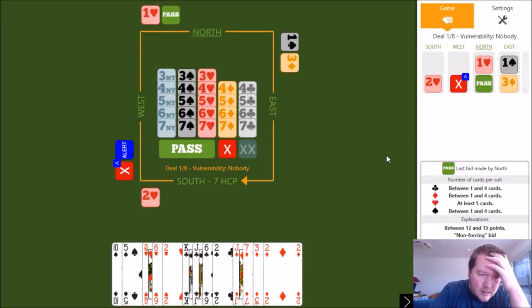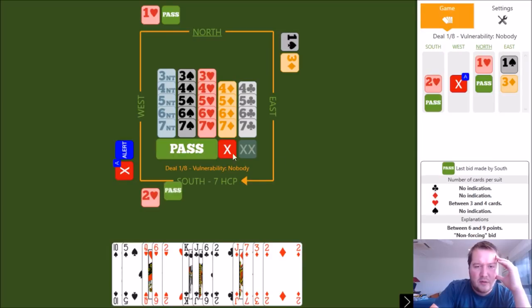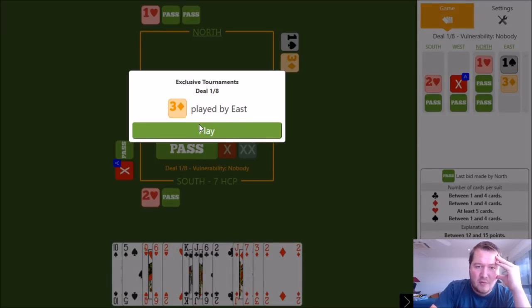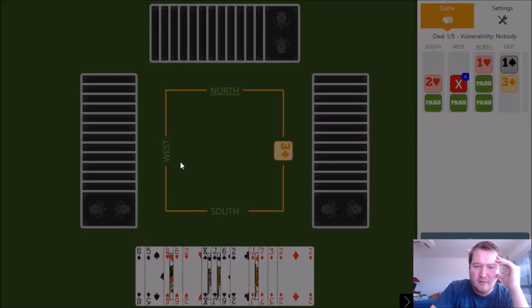And now, the opponents have competed to 3 diamonds. West made a takeout double for both minors. I'll just pass here. I've got some defense here, so defending 3 diamonds seems reasonable. Nobody is vulnerable. I don't have any real reason to compete to 3 hearts.